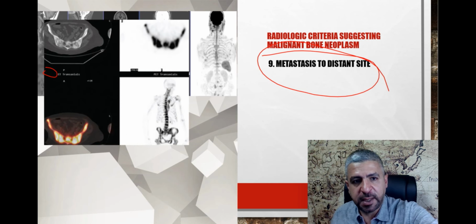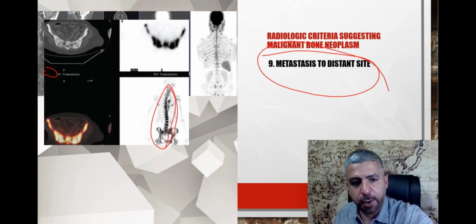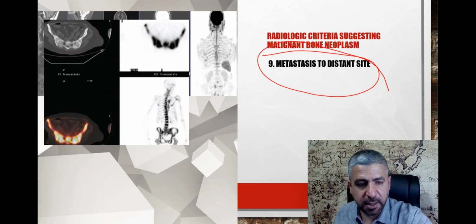Also, we can see the metastasis here in this bone scan. All the vertebrae are hot. Everything is dense. In this PET scan, everything is sclerotic and dense. All the bones are involved by the tumor. So, of course, there is a malignant lesion here. All of the bones are involved by metastasis.